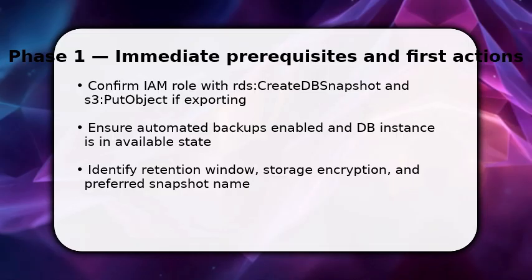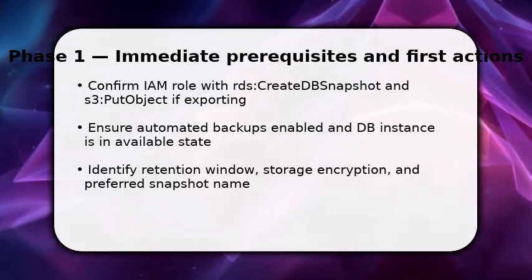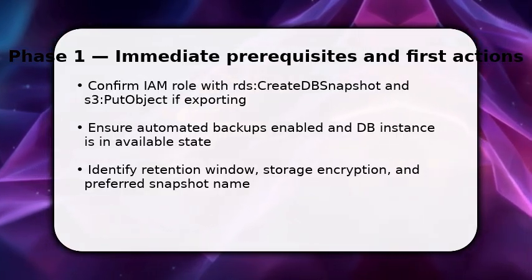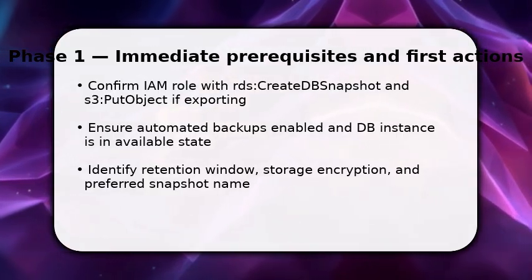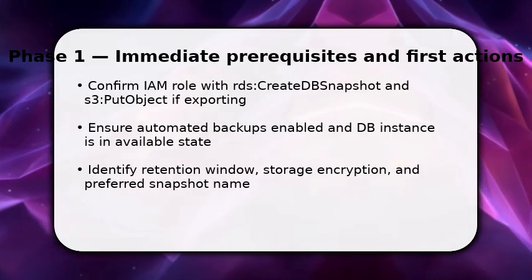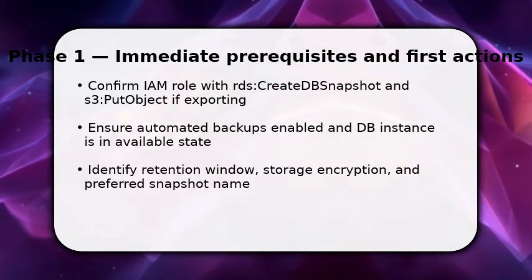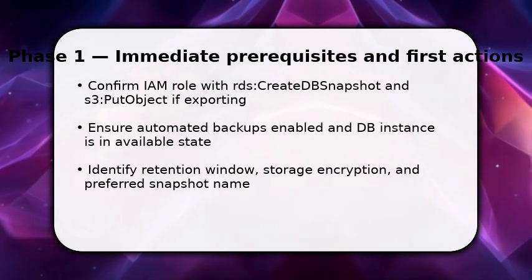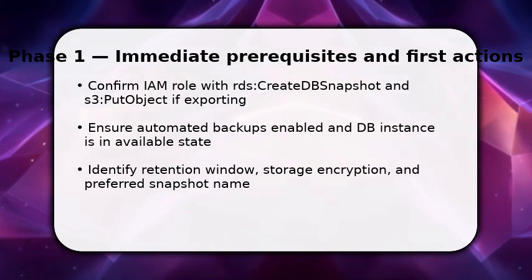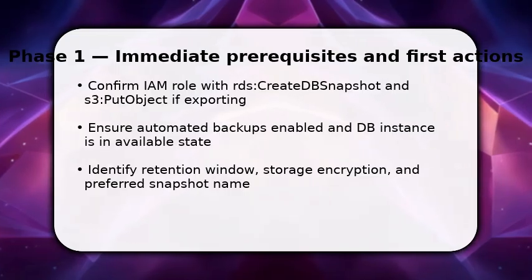This avoids failures. Now from the AWS console or CLI, run create DB snapshot with a clear name, using timestamps helps. Also make sure encryption settings match expectations, because encrypted instances require KMS access. This gets a point-in-time snapshot fast.